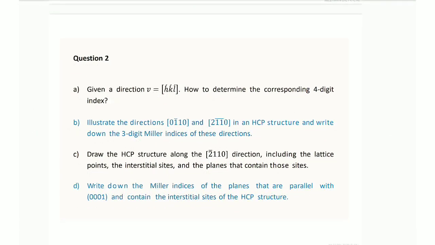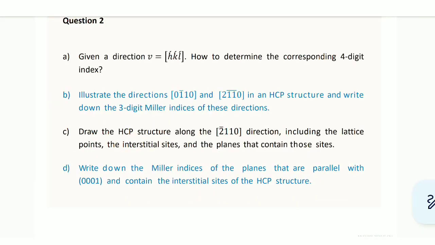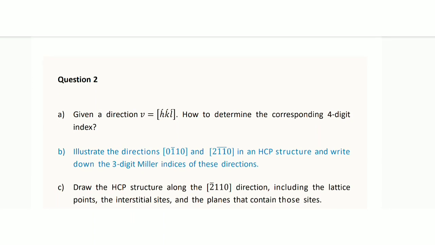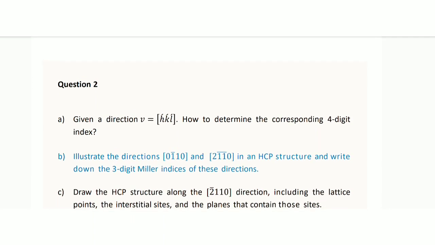So here's the question that we are going to solve today, and let's see the first part. Here's part A, which says that given a direction v equals [h', k', l'], these are the Miller indices of the direction. As you can see, there are three digits here. It means they are the three Miller indices, and it corresponds to a three-digit index system that we simply call Miller indices. What it asks is how to determine the corresponding four-digit index.